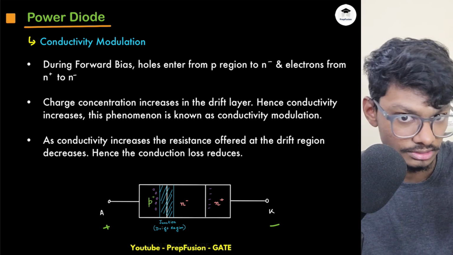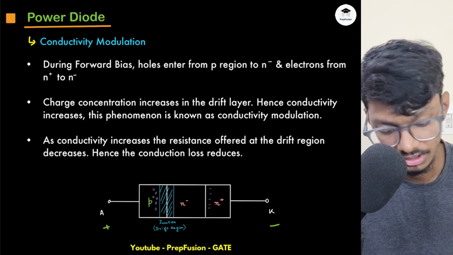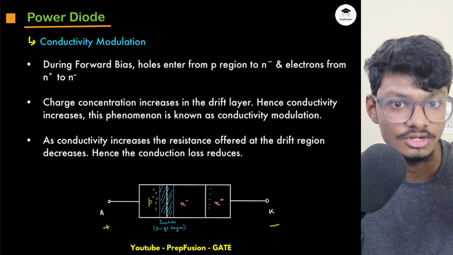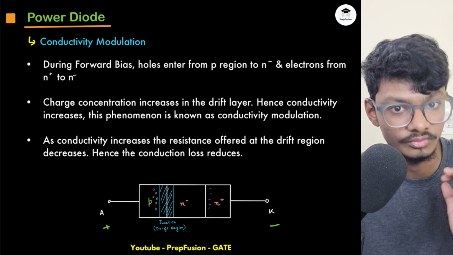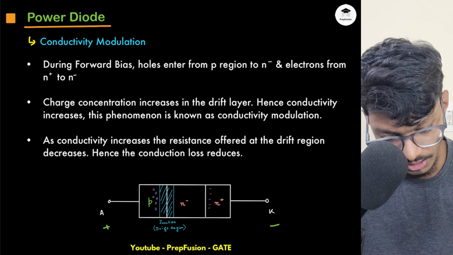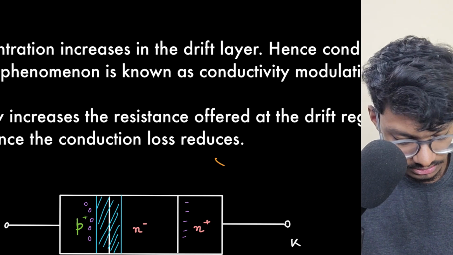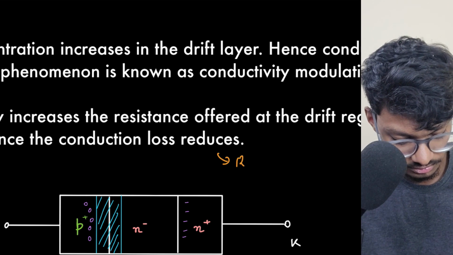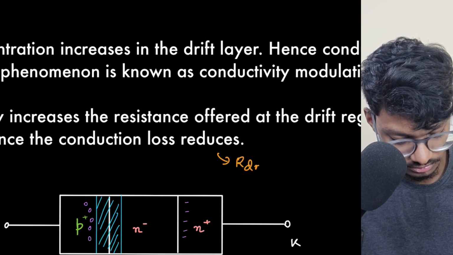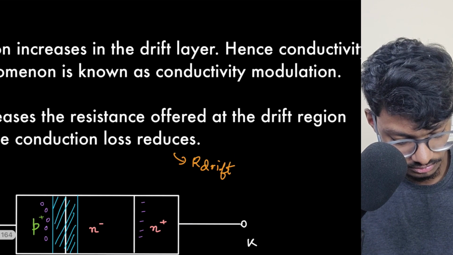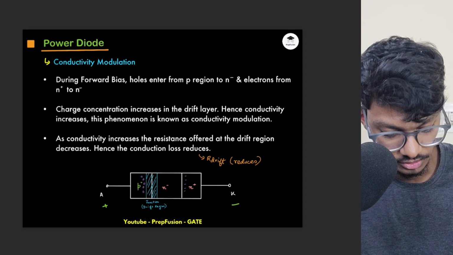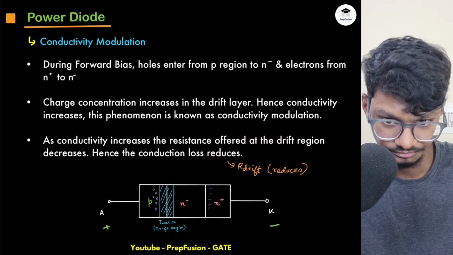We have computed the switching losses as well as the conduction losses. So we know that the conduction loss is proportional to the on resistance. If the on resistance reduces, obviously the conduction loss also will reduce. So here I can say R drift reduces.